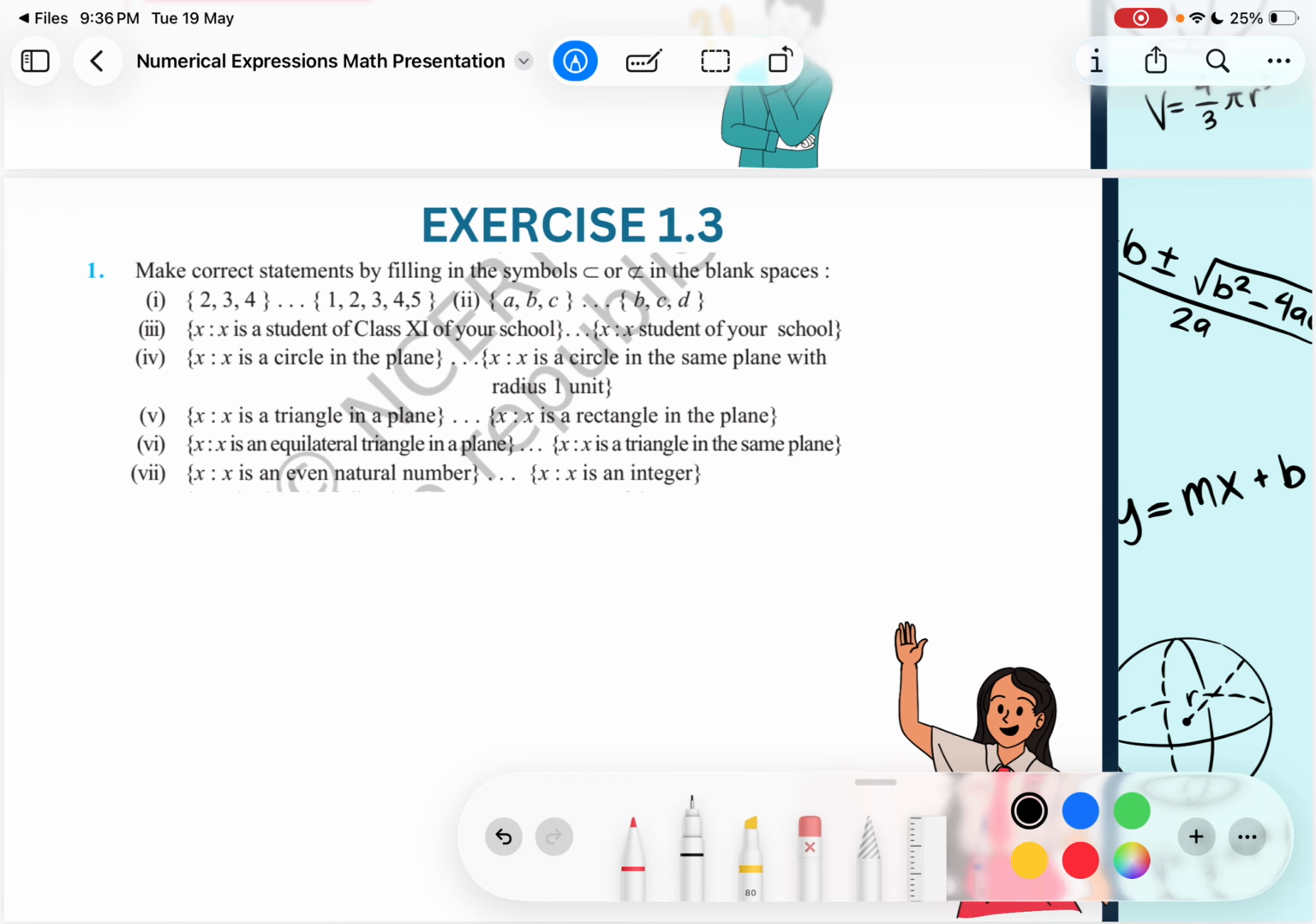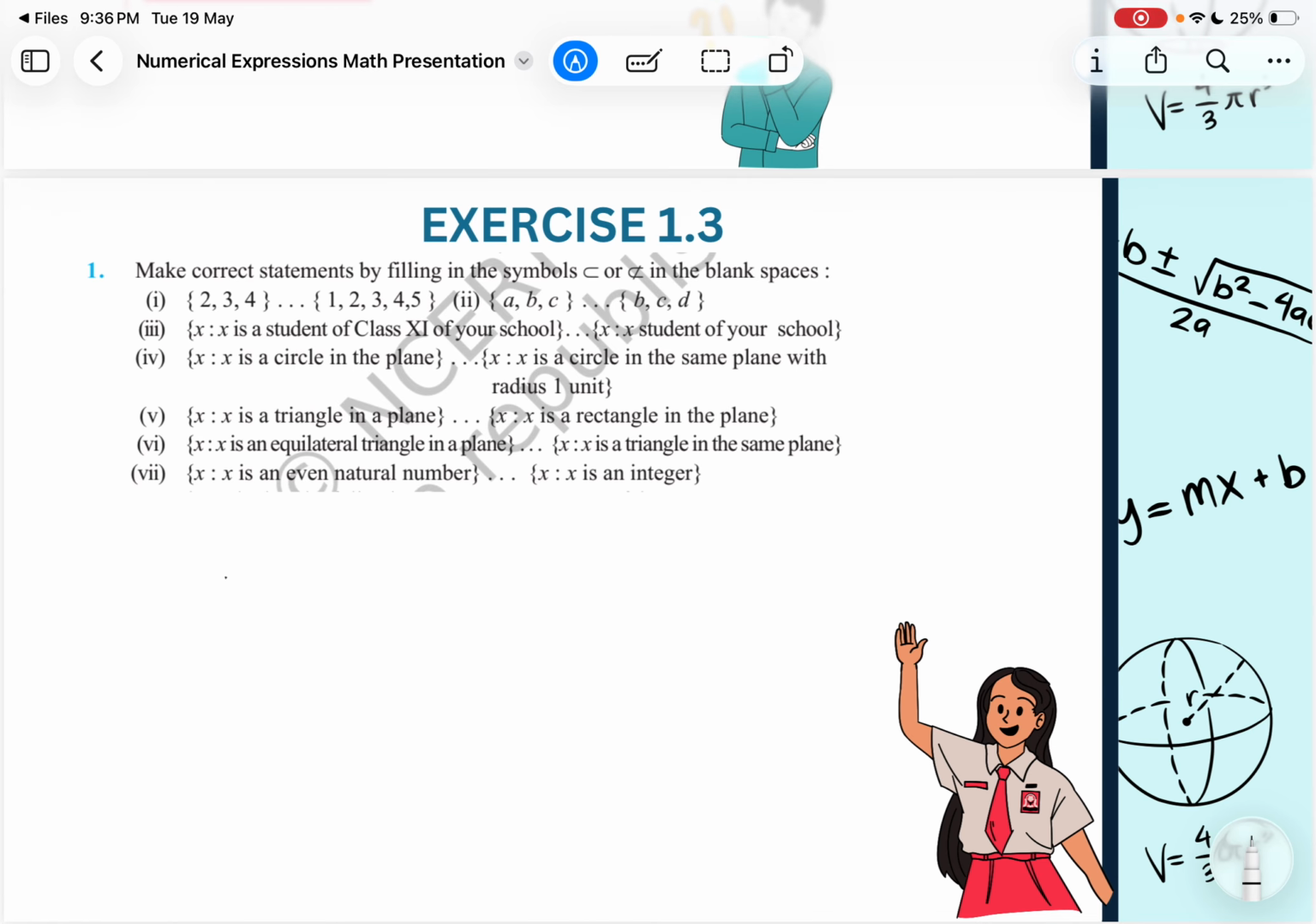It's saying to make a correct statement by filling the symbol subset or not a subset in the blank space. So 2 3 4 dot dot dot 1 2 3 4 5. Is this a subset of this one? Let's see. 2, 3, 4. Yes, this is a subset.